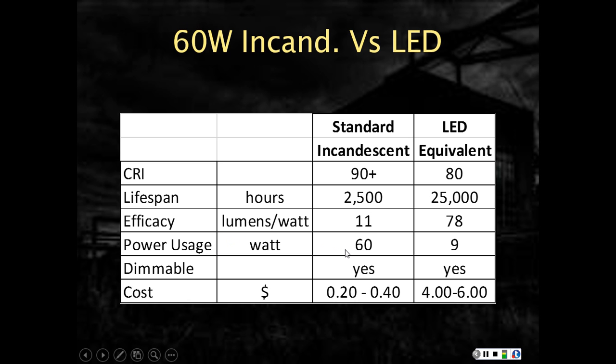The power usage, obviously the incandescent was a 60 watt incandescent, so that's its usage. The LED equivalent is only 9. They were both dimmable. Now on cost, I can still go out and get a 60 watt incandescent lamp for 20 to 40 cents a piece, sometimes even cheaper. The LED equivalent, if I get a quality dimmable LED, is $4 to $6 a piece.